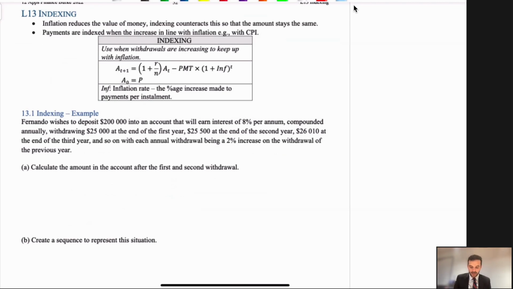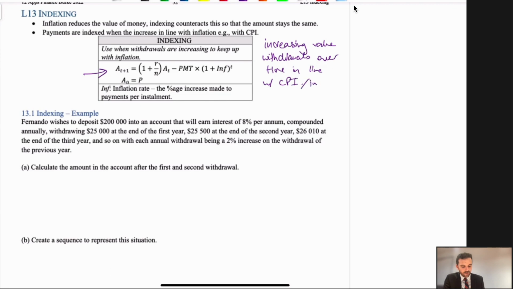So we've got this little rule here. Now this rule here is really handy. It's a recursive sequence that you can use to help you find a balance after a certain period of time. And what it does is it actually starts increasing your withdrawals as well. Okay, so what's indexing? You're increasing the value of your withdrawals over time, in line with your consumer price index / inflation.